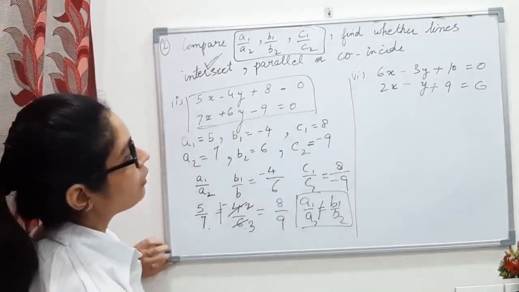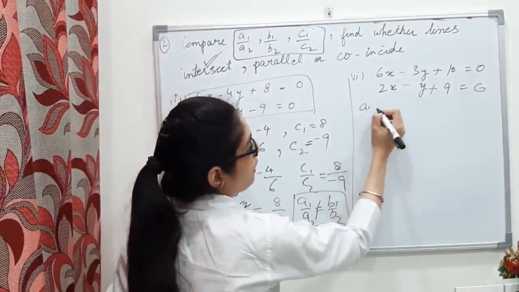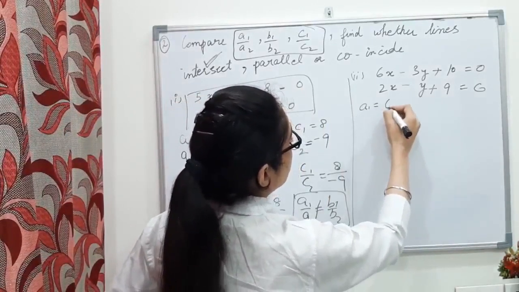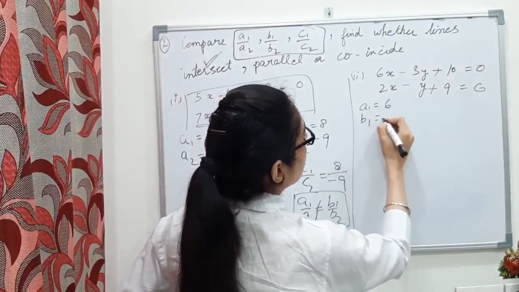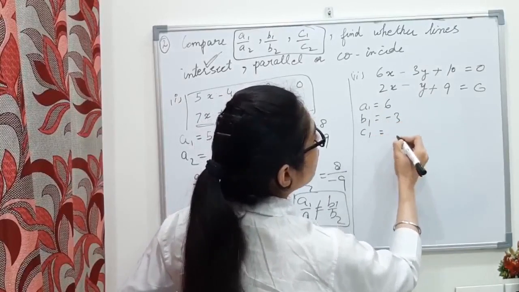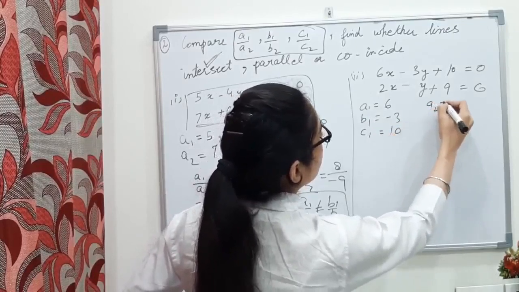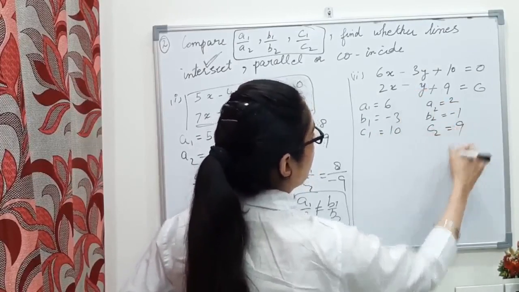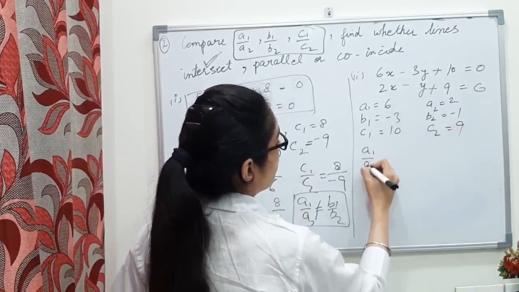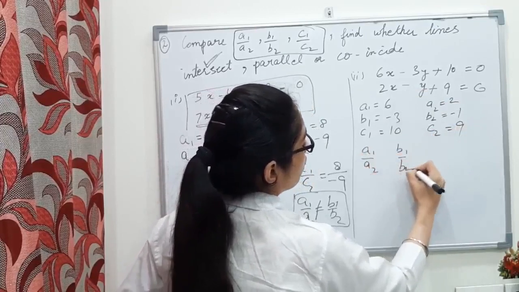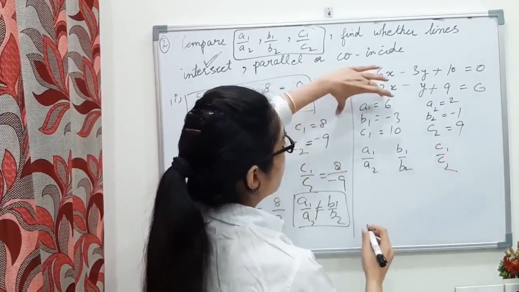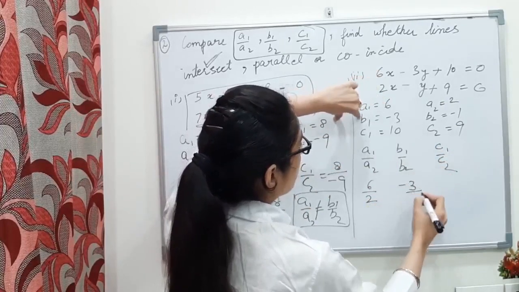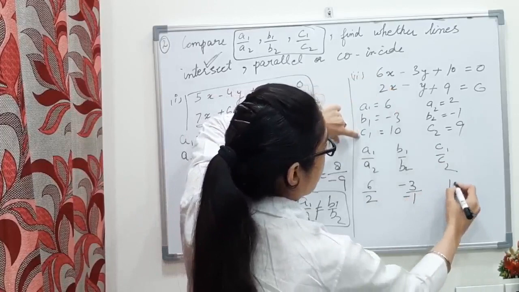Now let's do the second equation. Again write down the values of A1, A2, B1, B2 and C1, C2. A1 is 6, B1 is minus 3, C1 is 10, A2 is 2, B2 is minus 1 and C2 is 9. So I will write it in ratio form: A1 by A2, B1 by B2, C1 by C2. A1 is 6, A2 is 2, B1 is minus 3, B2 is minus 1, C1 is 10, C2 is 9.